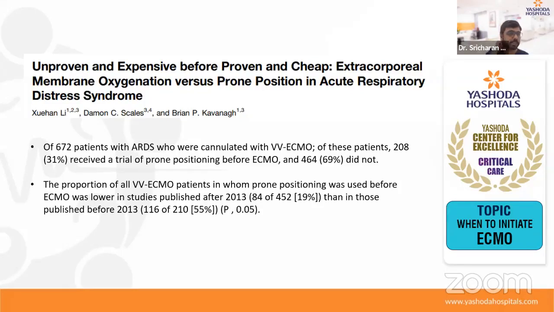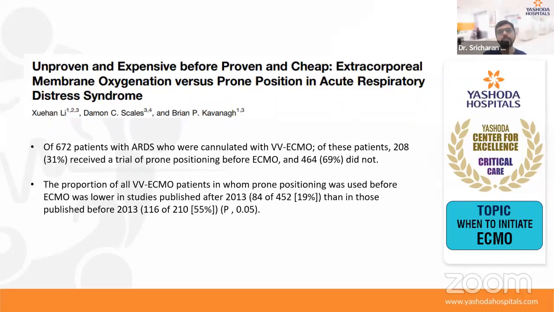We can see that of the 672 patients who were cannulated on VV ECMO according to this study, 208 patients, that is 31%, received a trial of prone ventilation before ECMO, and 69% did not. This is a questionnaire-type study where they reached out to all the authors who have published ECMO and ECMO-related studies, and based on the replies from the authors of those studies, they came up with this data. I cannot consider this robust data, but it is corroborating what we have seen with the LIFEGUARDS group of study, which said that only 31% of patients received a trial of prone ventilation. This is a rather interesting development by these authors.